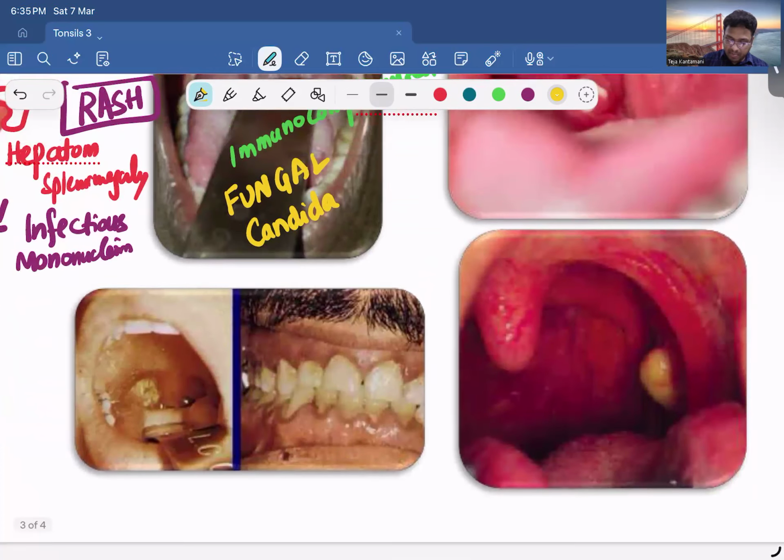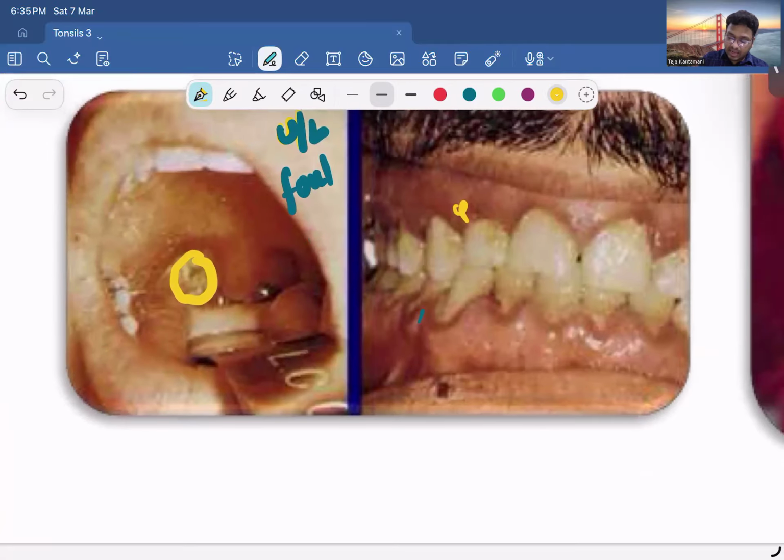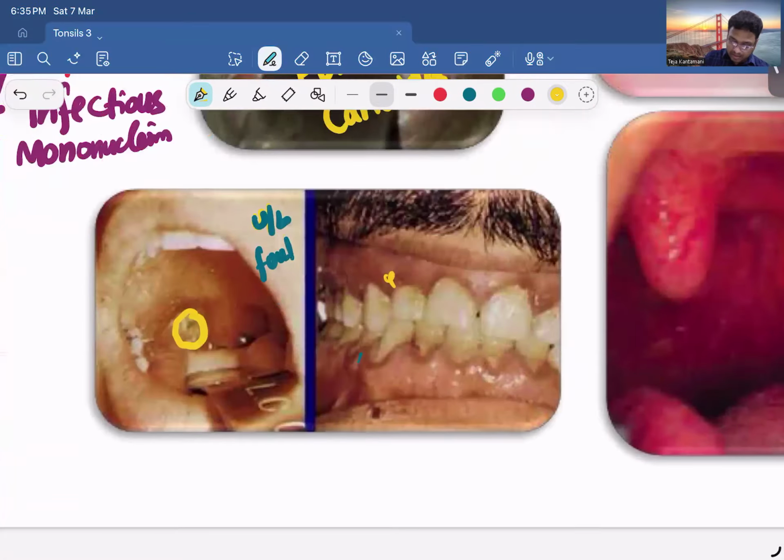Next interesting type of tonsillar exudate, it is unilateral, but it is foul smelling. Along with that, they have given gingival ulcers. You can see gingival ulcers at multiple points. So this condition is known as Vincent's angina.